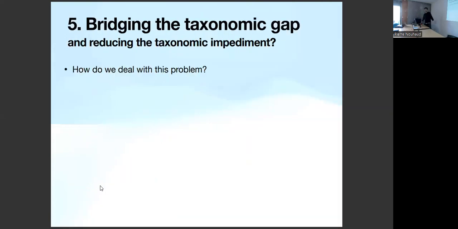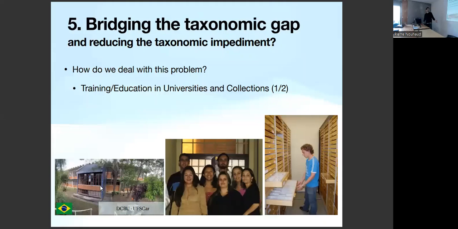So how do we deal with this problem? Actually, I don't know. Well, one of the things I think is important is to train and educate new taxonomists, right? But that solves only half of the problem, because they have to continue their work in the future.